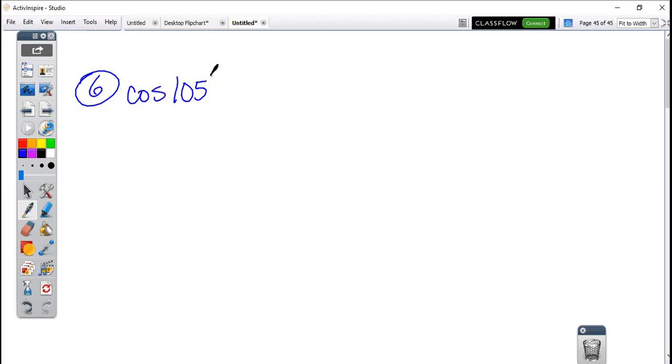Cosine 105 degrees. What two numbers add or subtract to be 105? That's on your sheet there. 135 and 30. 150 and 45. You could even do 60 plus 45. Okay, so I want you to understand, no matter which one you pick, we'll all come out with the same answer. Okay? So I'm going to do the cosine of 45 plus 60.